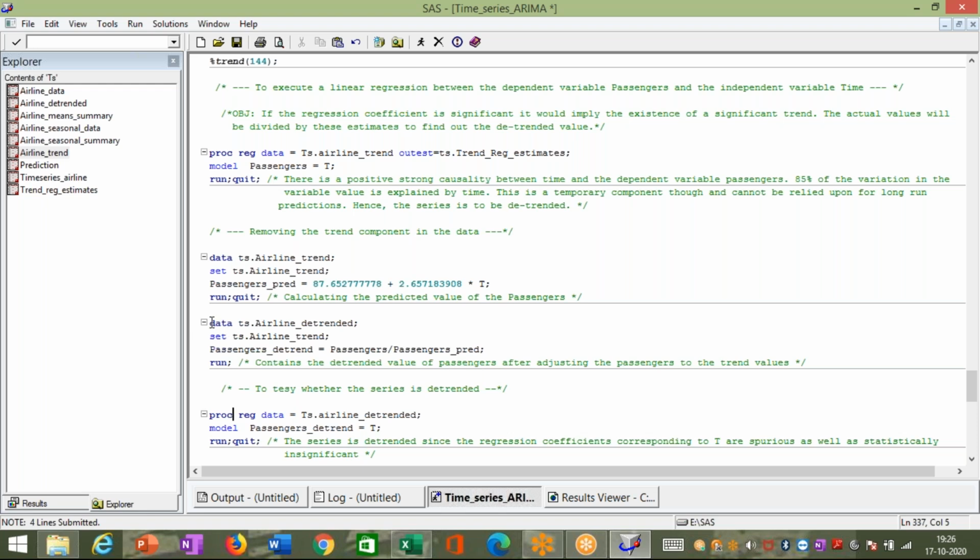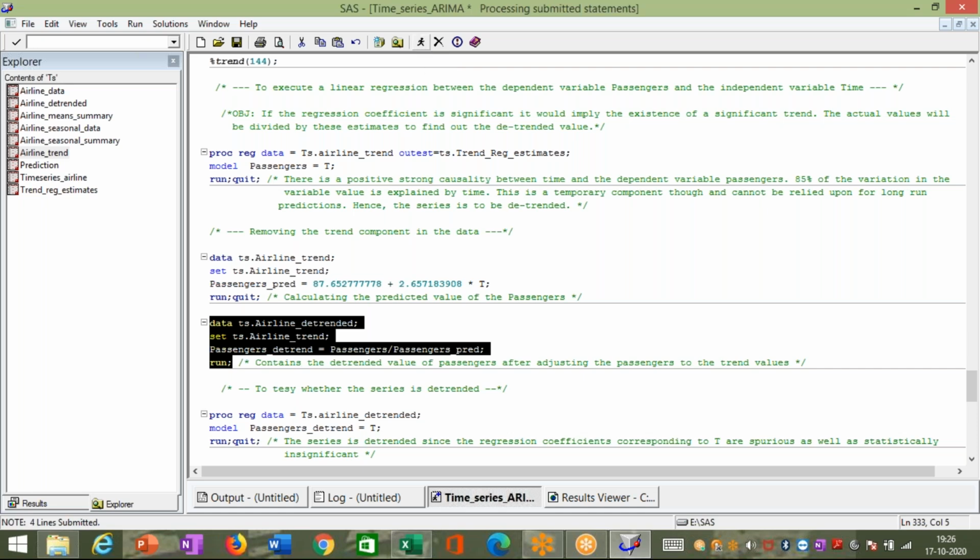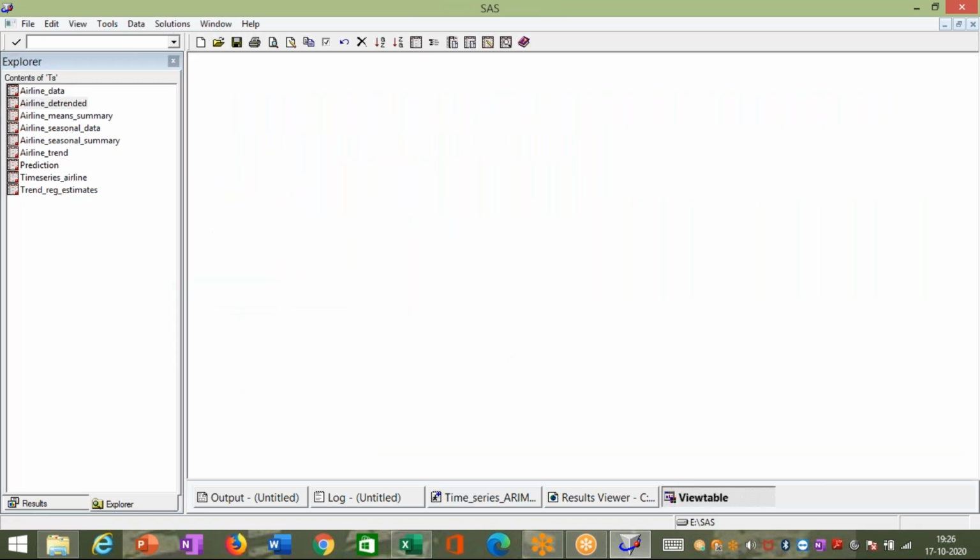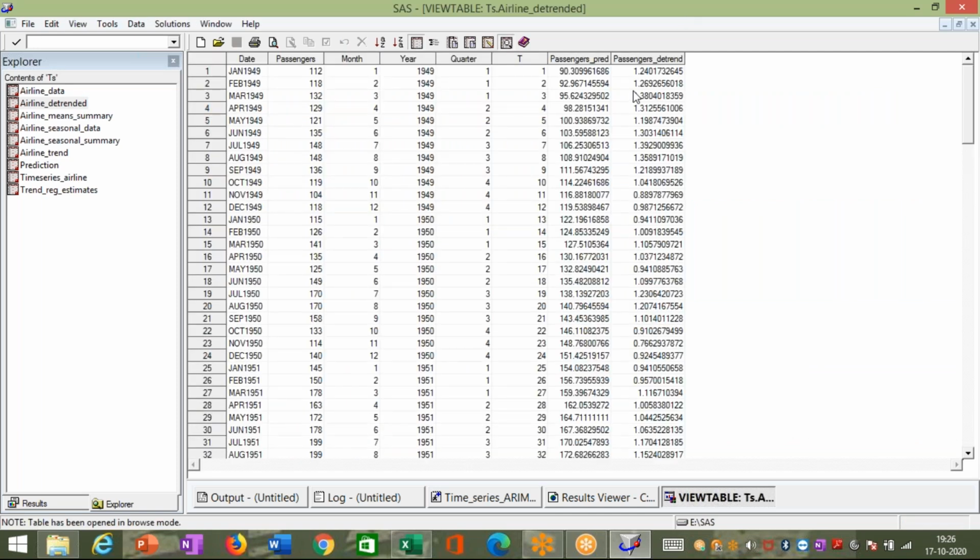So in this airlines detrended series, we will run this: passengers detrended is equal to passengers, the original value of passengers, divided by the value due to trend. So the remaining part of the series will be your detrended passenger series. So this is the airline's detrended series. This series gives you the idea that this is now the remaining, after I've adjusted the series, so I have taken the ratio.